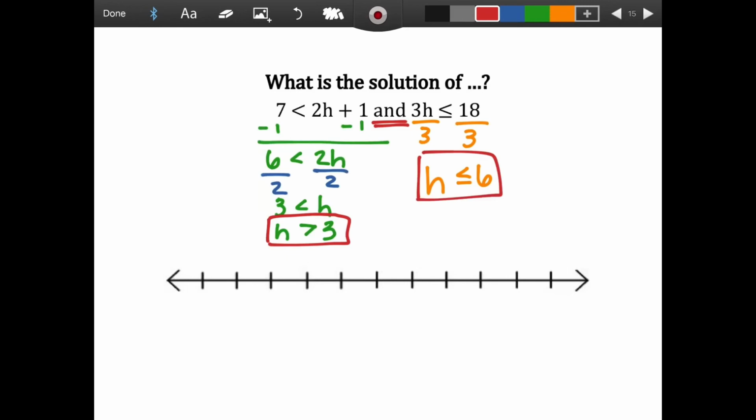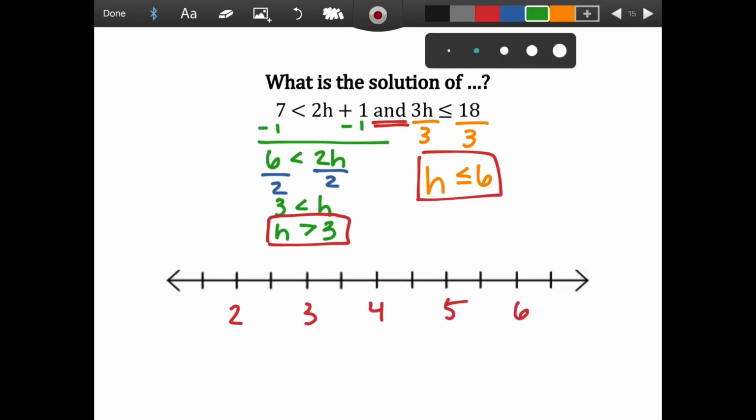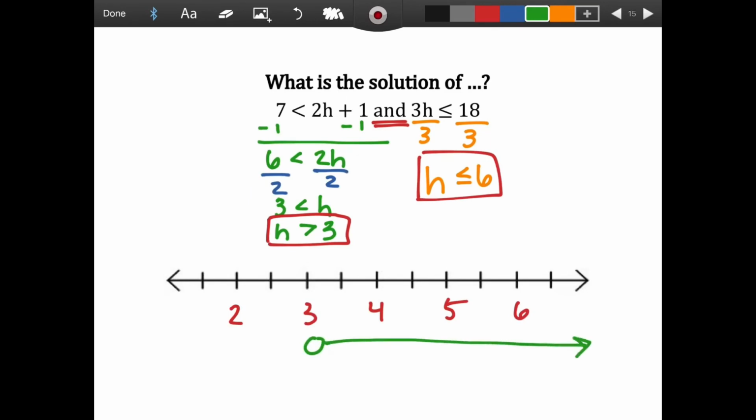So when we're shading, let's see, we need 2, 3, 4, 5. Let me move this down. Okay, so when we're shading, I'm going to shade off the number line first so that you can make sure our shading overlaps. So for h is greater than 3, greater than 3 means we're going to have an open circle at 3, and we're shading everything to the right. For h is less than or equal to 6, less than or equal to means we're going to have a closed circle at 6, and we're shading everything to the left.